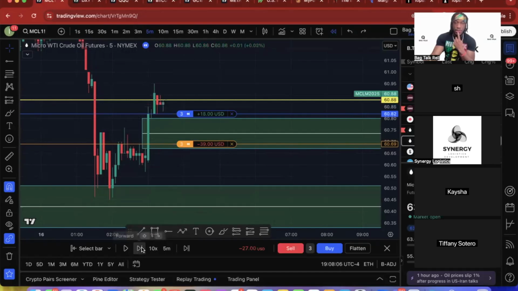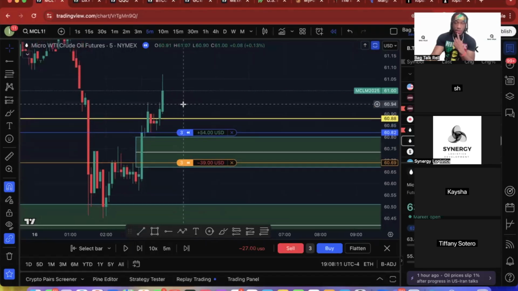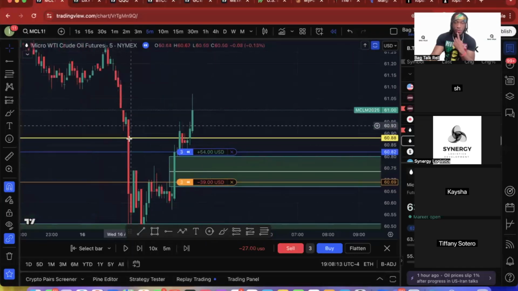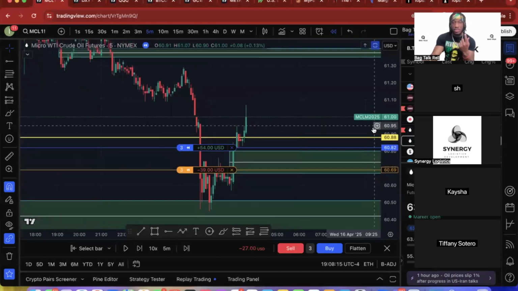Let's see what happens. All right, we're starting to move on. I love it. No drawdown, gain so far. We move past this area. To me, at this point, I'm just bullish.